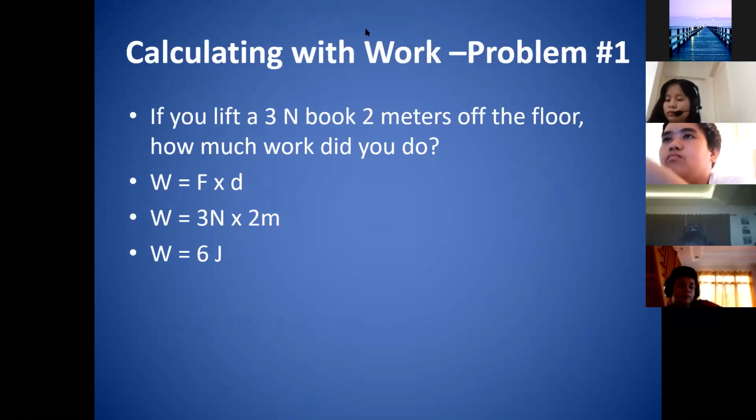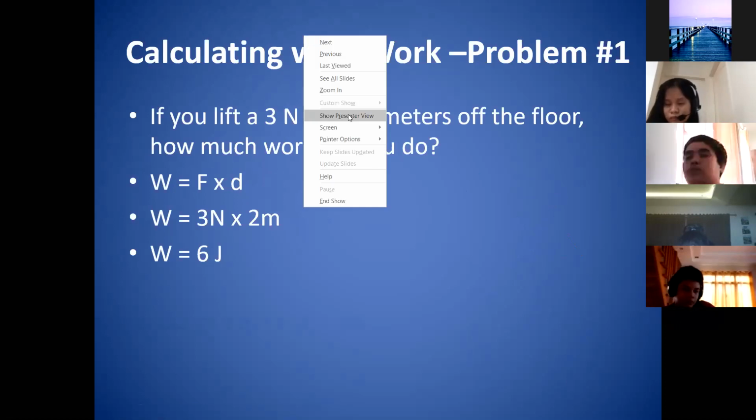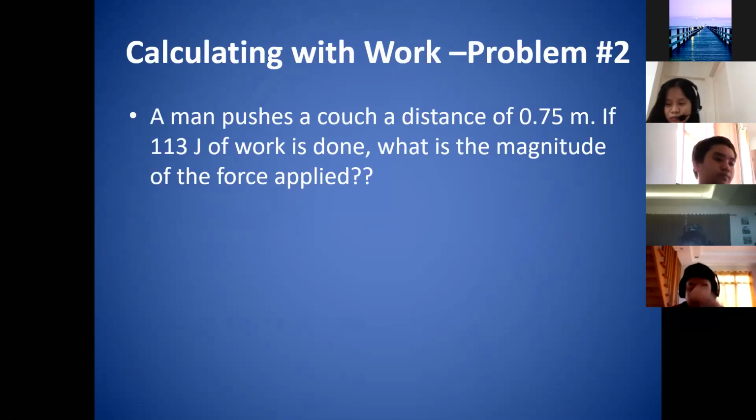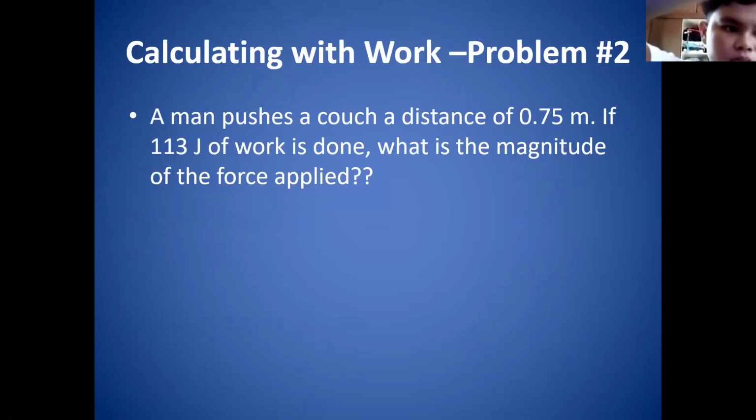Probably we'll have another problem here. Problem number 2. We have here, a man pushes a couch a distance of 0.75 meters. If 113 joules of work is done, what is the magnitude of force applied? In other words, this problem goes to the unknown, which is force, given 113 joules of work and 0.75 meters, the distance traveled by the couch.